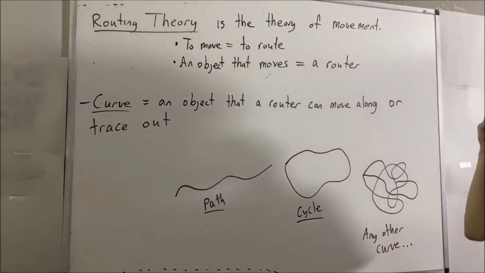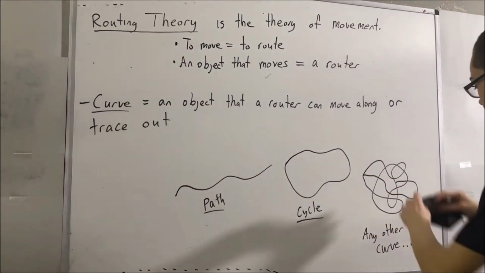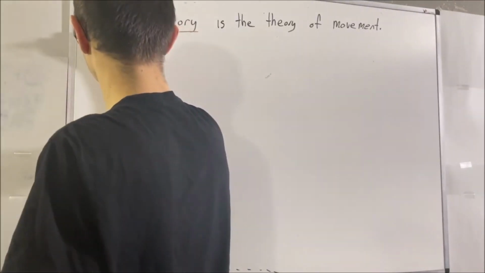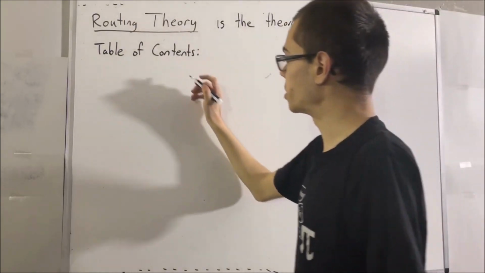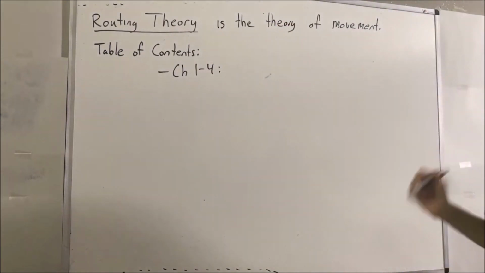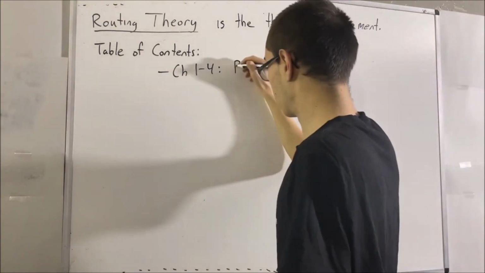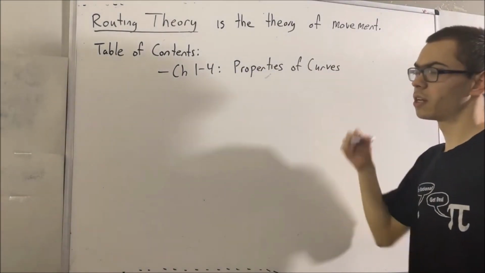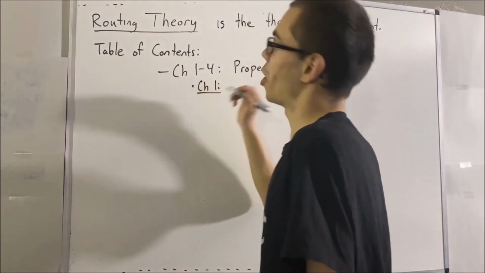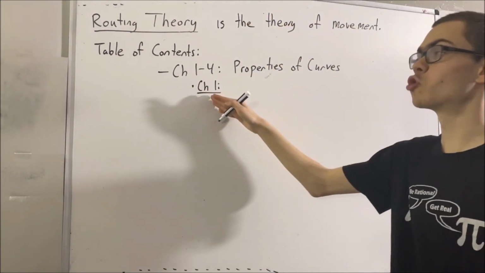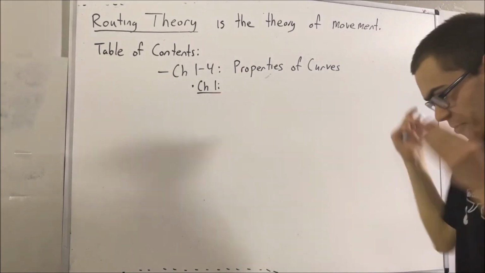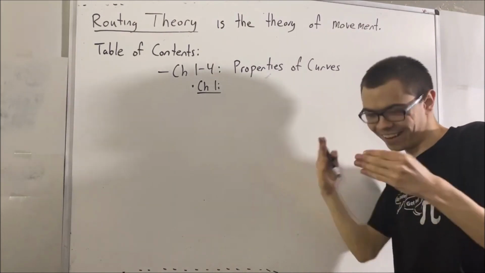So now we're going to start talking about the table of contents of rooting theory. We start with chapters 1 through 4. Chapters 1 through 4 are all about the properties of curves. More specifically, starting with chapter 1, we literally spent all of our time in chapter 1 trying to define what a curve is. We spent all of our time doing that. It's like, oh, what is a curve? What is it? That was good.